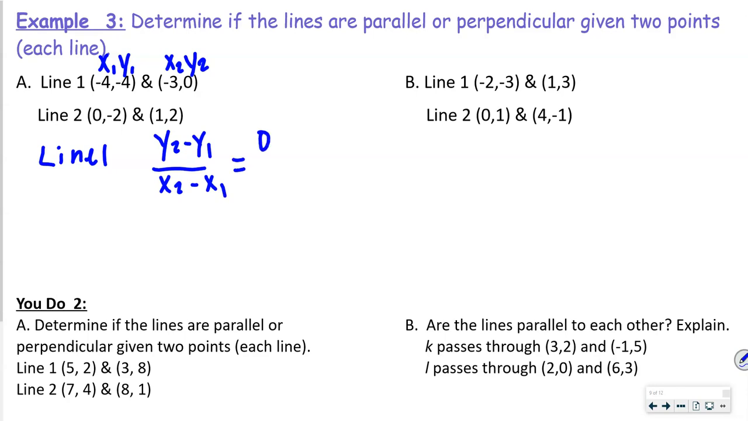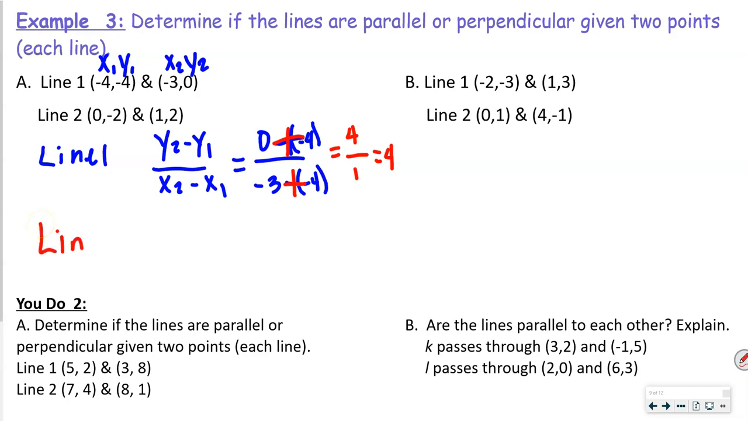So what we're going to do is 0 minus a minus 4 over minus 3 minus a minus 4, okay? So minus a minus means what? Plus. So I'm going to go ahead and change that. Let me do it in red. Change that minus a minus to a plus. Change this minus a minus to a plus. So that's going to be 0 plus 4, which is 4, right? And then that's -3 plus 4, which would be 1. So that means my slope of line 1 is 4.